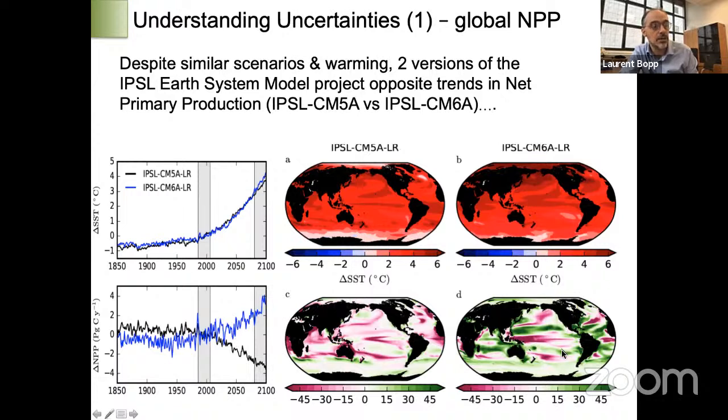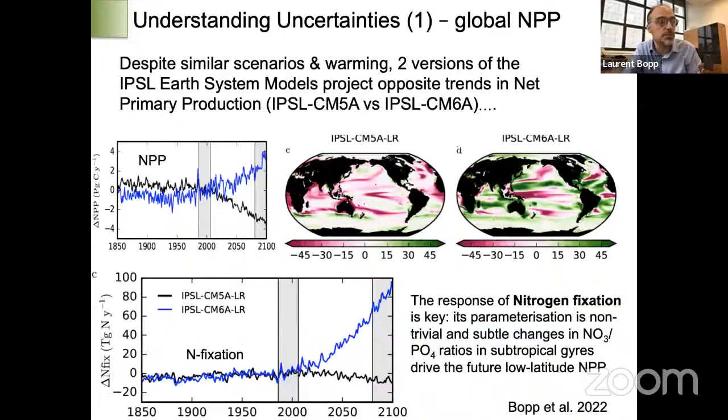Whereas in the latest generation, declining NPP is true for the equatorial regions and the North Atlantic, but you have many regions in the subtropics that do project increasing NPP. So the physics of the models is quite comparable, but the response of NPP is very divergent, very different. And we've been able to identify the response of a specific process, the response of N fixation.